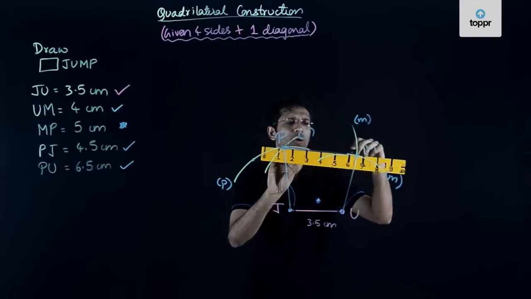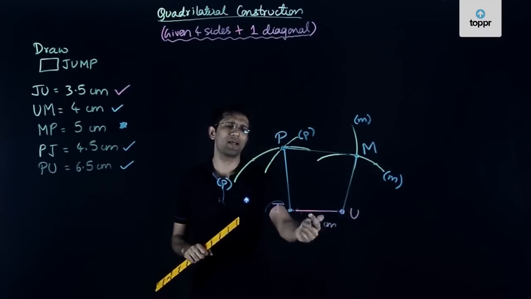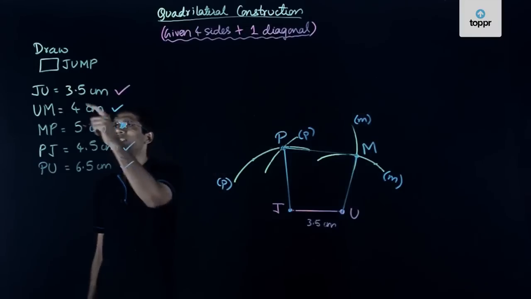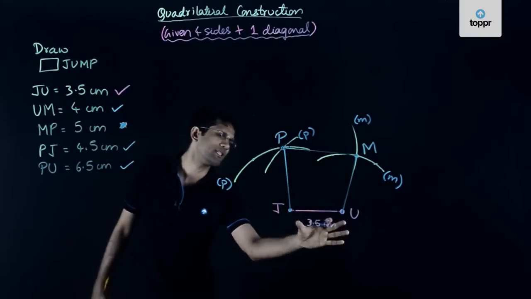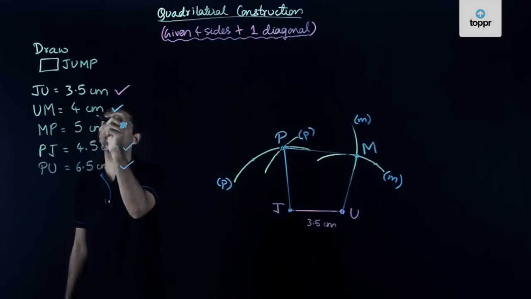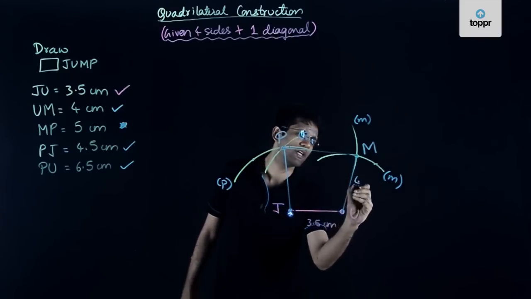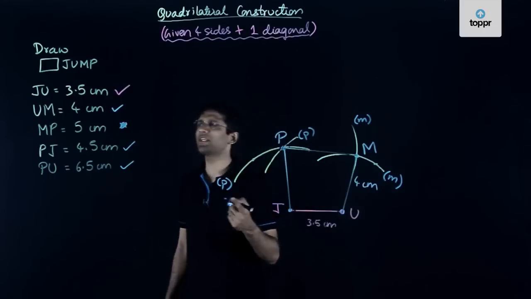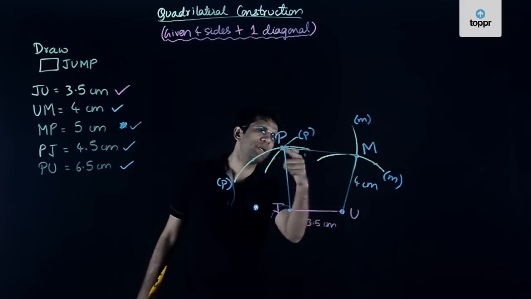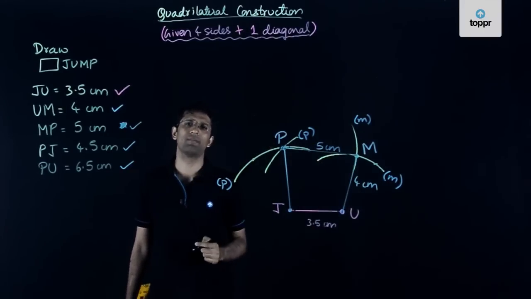So after having drawn all four sides of the quadrilateral, I will now label the quantities that are given to us in the question. We notice that JU is 3.5, so this distance is 3.5 as it was earlier. Next we have UM equals 4 centimeters, so let's label that. This distance UM is 4 centimeters. Next we also have MP equal to 5 centimeters, and so this length MP will be 5 centimeters, and we will indicate it in our diagram.